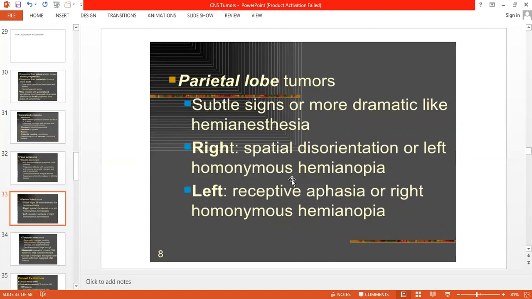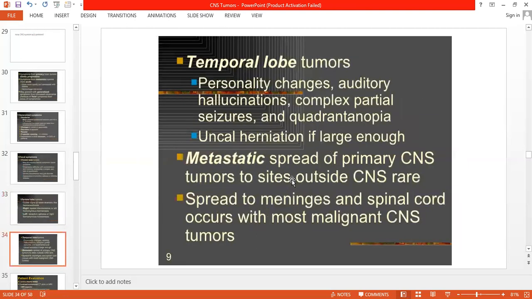So the right-sided lesion will present with spatial disorientation or left homonymous hemianopia. Left-sided, receptive aphasia or right homonymous hemianopia. You know this well, and I'm sure you've done it in ophthalmology. What are these hemianopias? Temporal tumors usually present with personality changes or auditory hallucinations, complex partial seizures, and uncal herniation if large enough.